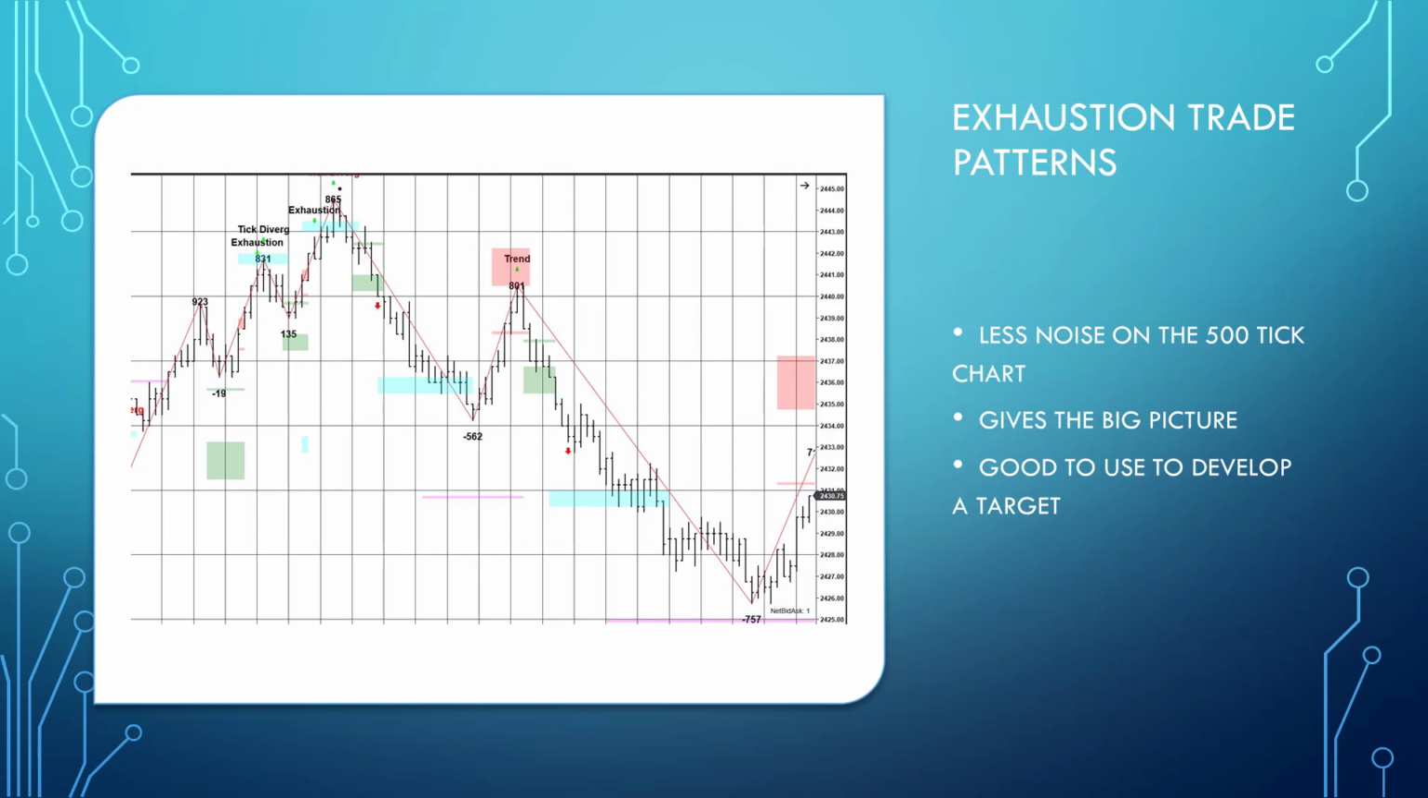To summarize, we see less noise on a 500 tick chart, and it gives us a bigger picture. We can also use it to develop a target to exit a trade.